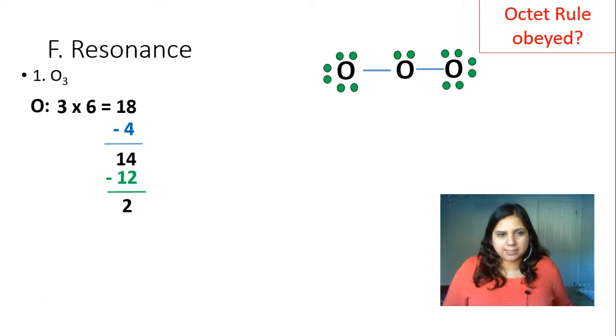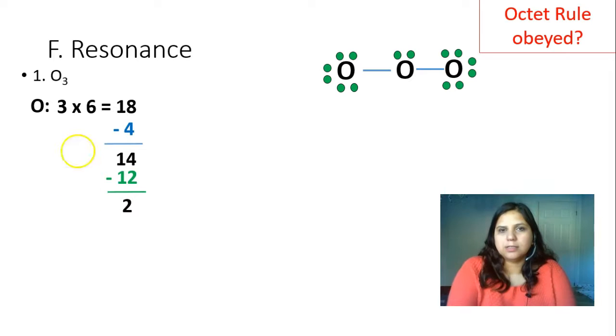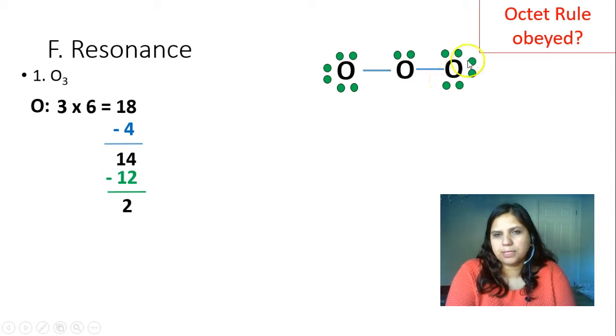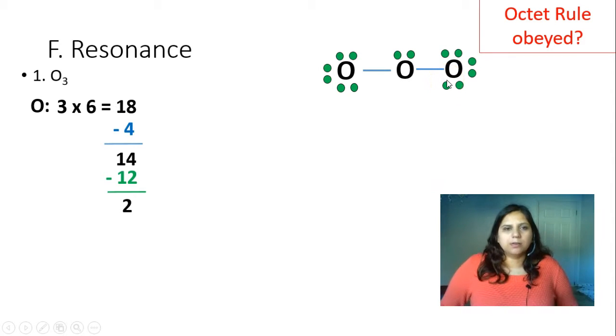And then we check, has the octet rule been obeyed? Well, this oxygen has 6, 8, and this one only has 2, 4, 6, so not obeyed on the central atom, but yes on the outside atoms. Okay, so when that happens, we steal.